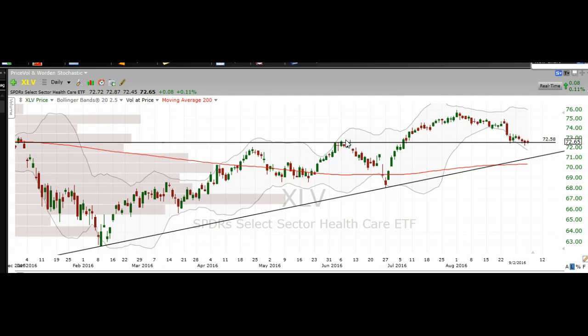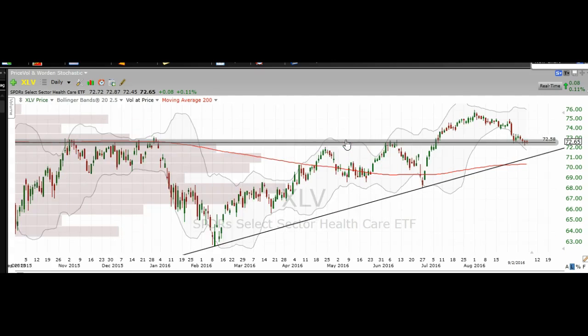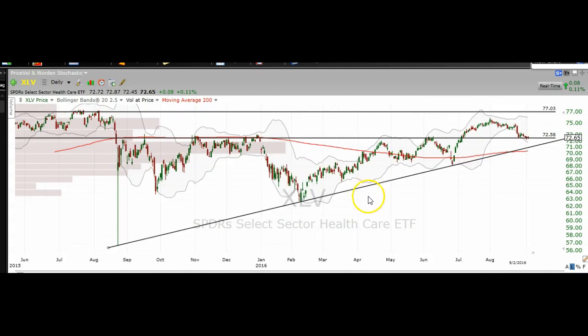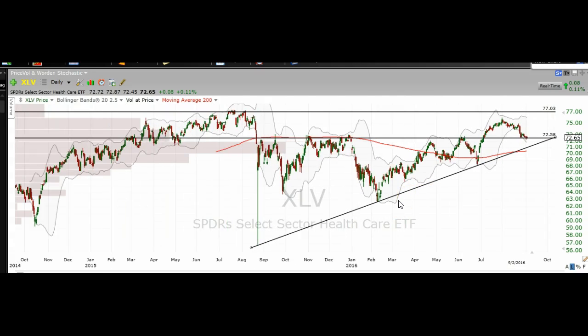All right, so the next one here is XLV. Let's zoom out so you can see the big picture here. You can see that this level right here, right where we're at, about $72, was big time resistance, a lot of resistance. Here we go, another rejection. Finally, we broke over that resistance level right here. Now look at where we're at. We're coming down and we're retesting this area, okay?